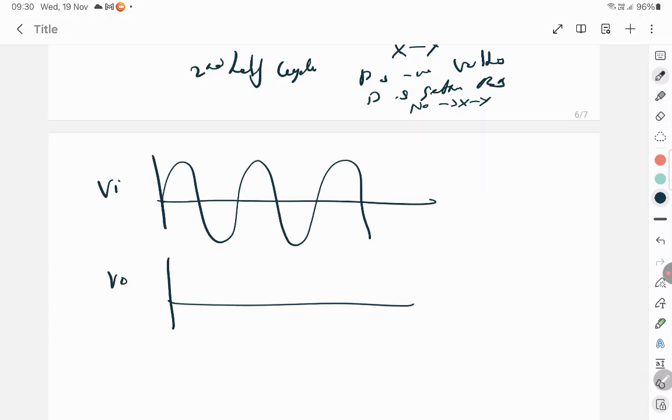The output voltage is going to be: diode D is conducting, then it's not conducting. Diode D is conducting, then it's not conducting. During the first half it conducts, during the second half it doesn't conduct. So this is half rectified. Can you see? The output voltage is half rectified.